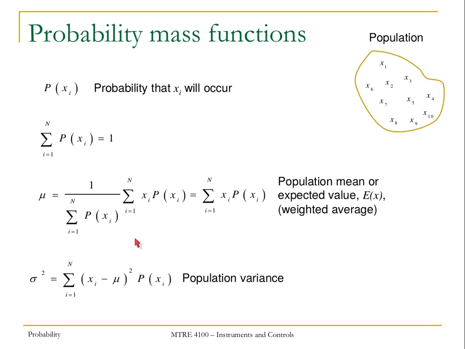And the population variance is the dispersion for the population, and it's given by this equation.